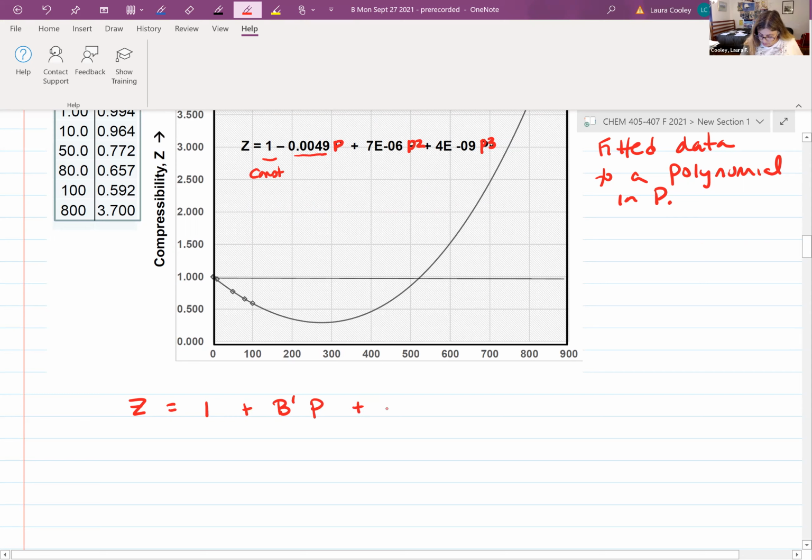So in general, we call these coefficients B prime. Don't worry why we call it B prime and not B. There's a reason, but it's not important. You can actually use more terms than this. And what you would do is, this is called a nonlinear fit.